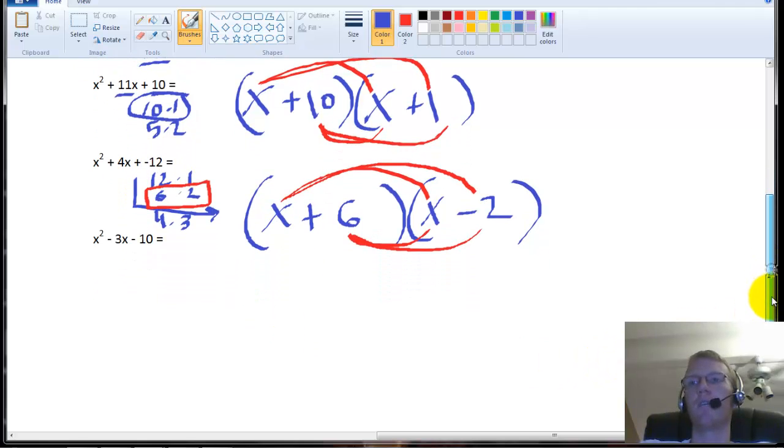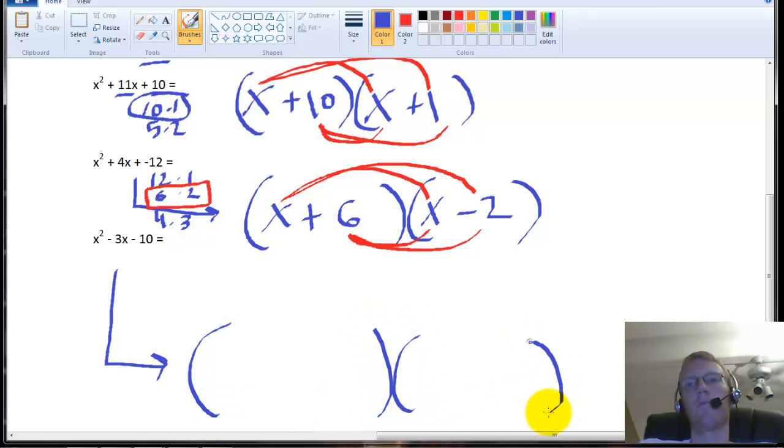Alright, very last example. Here we go. If you want, you could pause the video right now and then try this on your own. So we got our set of parentheses. We got our x squared. Oh, I covered up the minus signs. We got our x squared. That tells us we want an x here and an x here. Now we're looking for two numbers that multiply to negative 10 and add up to negative 3.